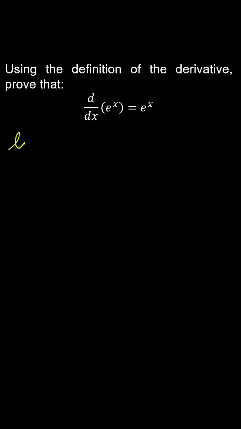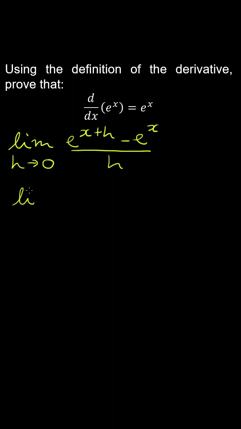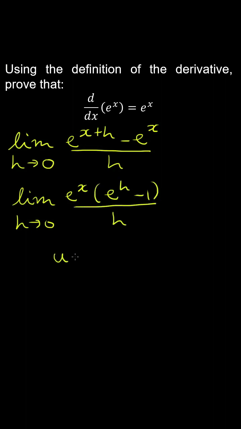Let's use the definition to prove the derivative of e to the x. So we have the limit as h goes to 0 of e to the x plus h minus e to the x on h. And now we can do a bit of algebra to factor out e to the x. So we have e to the x by e to the h minus 1 on h. And now letting u equal e to the h minus 1, we can add 1 to both sides and take the natural log. So that gives the natural log of u plus 1 is equal to h. And now we can take out e to the x outside the limit.